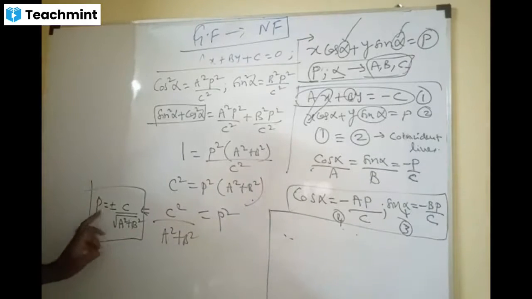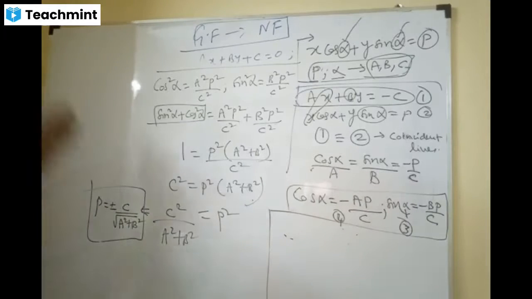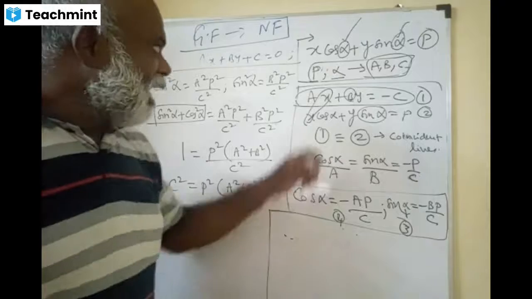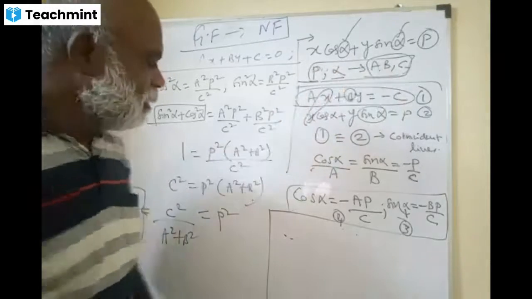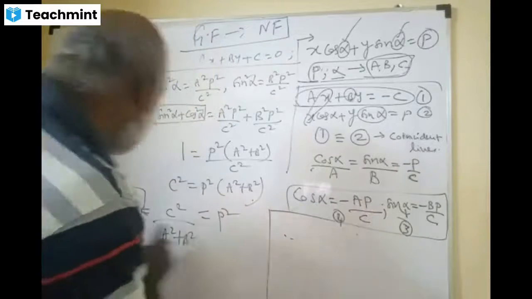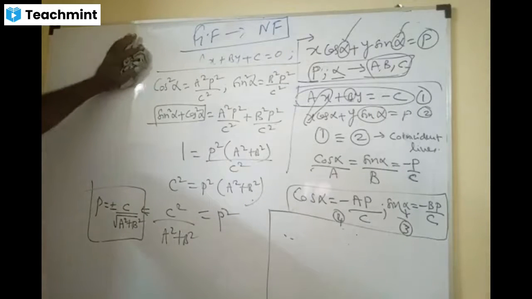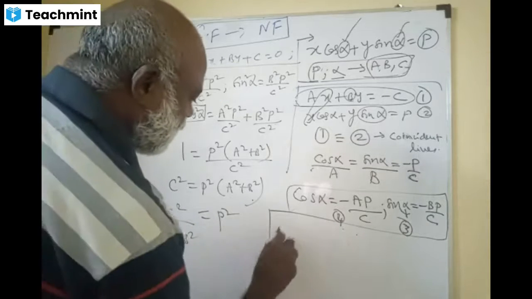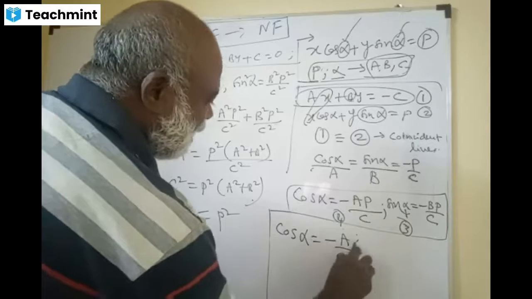So P equals plus or minus C by root of A square plus B square. Fantastic derivation, but I told you very strictly, cos alpha and sin alpha also must be in terms of A, B, C. What is cos alpha here? Cos alpha equals minus A by P by C. What is P? P is plus or minus.